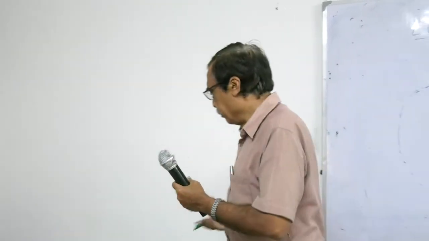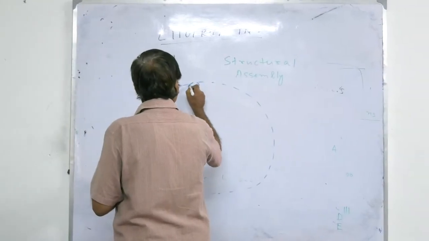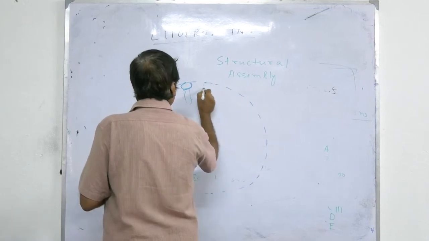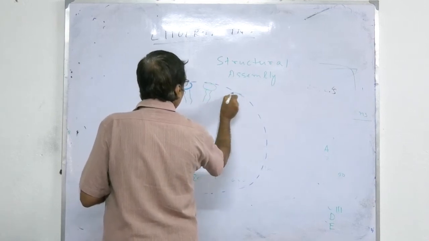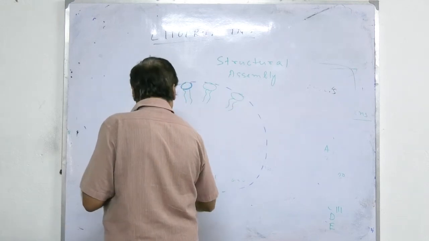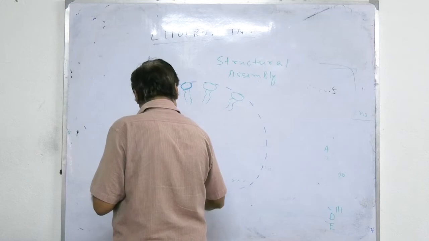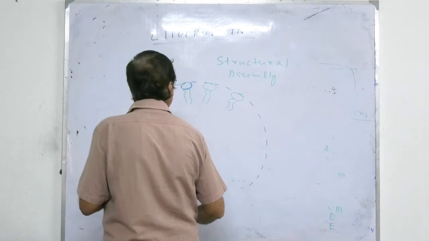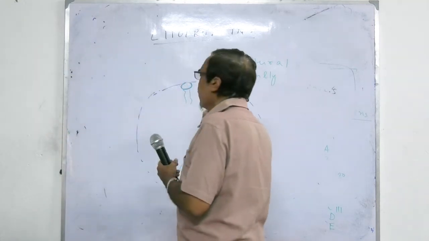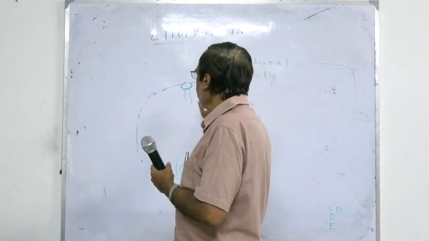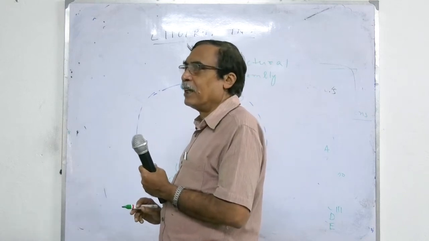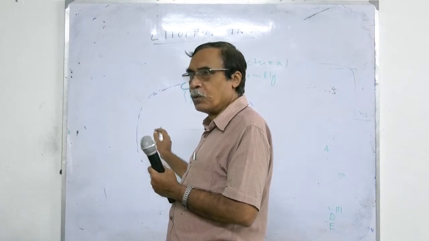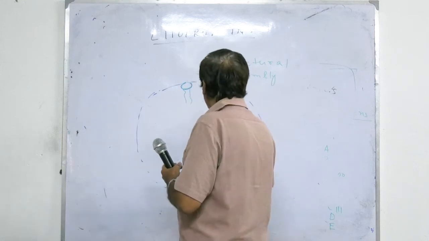Diagrammatically, we represent phospholipid like this. This is head and this is tail. In this way phospholipids are present, and in between phospholipids cholesterol. Phospholipids are amphipathic, so they will be present outside. Cholesterol ester and triglyceride are purely non-polar. They will be in the core.